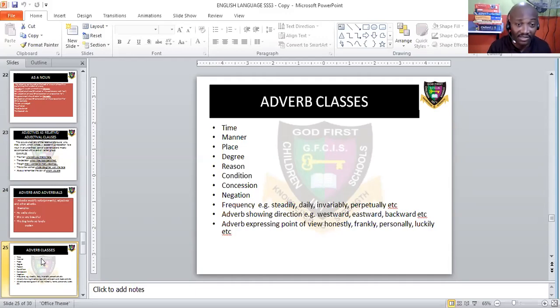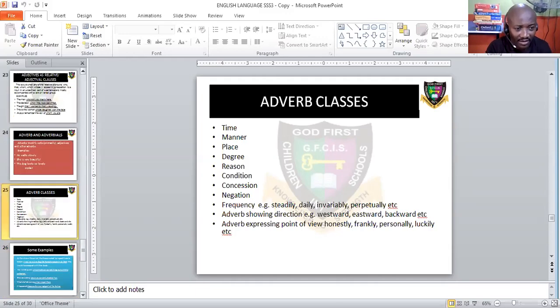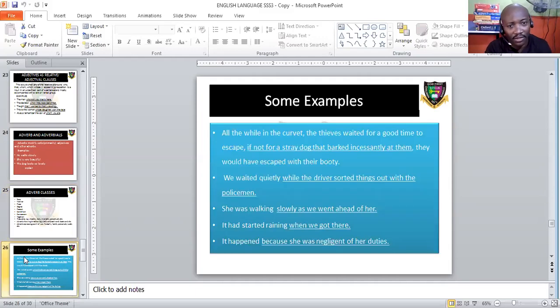Of course, affirmation is yes, certainly, of course. Then frequency: steadily, daily, invariably. We also have adverbs showing direction, like eastward, backward. Adverbs can also express viewpoint, like honestly, frankly, when you're expressing your viewpoint, so to speak.